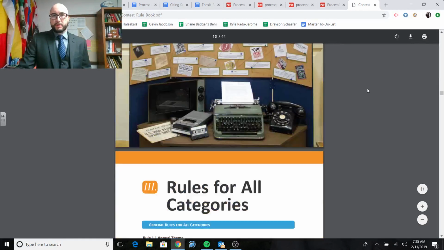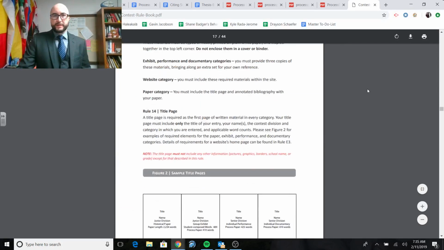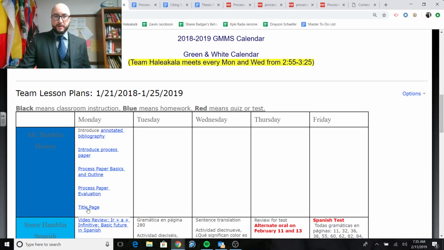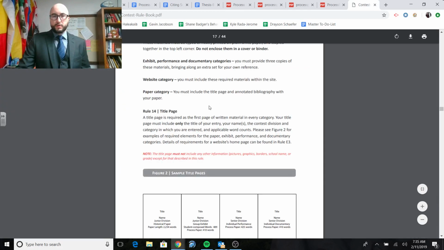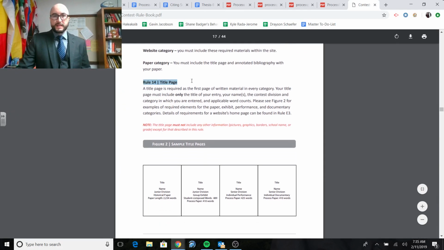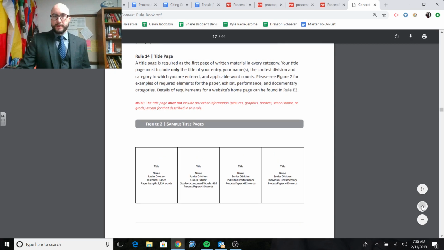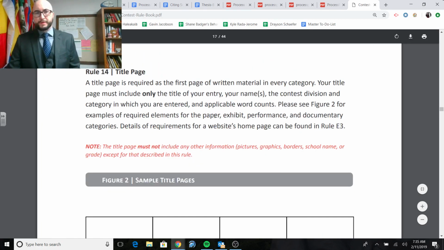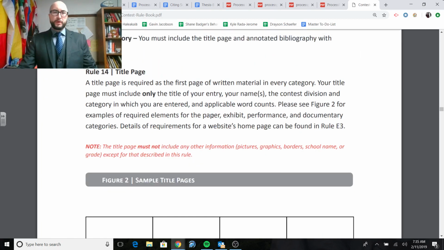So I'm in the rule book right now, and I'm scrolling to page 17. All I did was click on this very last link, and I'm just scrolling down to page 17 where it says Rule 14, title page. I'll zoom in a bit. So again, this is the rule book for the National History Day, so we're just quickly going over it.